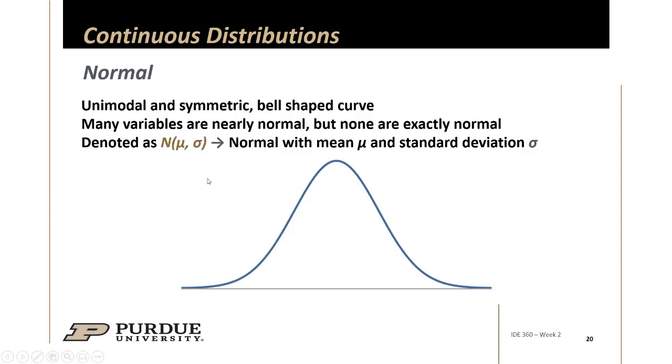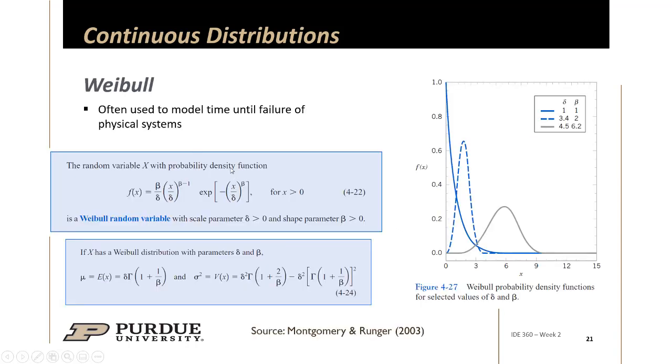So then the queen of all distributions, the normal: it's unimodal, symmetric, bell-shaped, and many variables are close to normal, even though not all of them are exactly normal. And we denote it with this description: a random variable is said to be normal with certain mu and sigma, and we denote it by writing it this way.